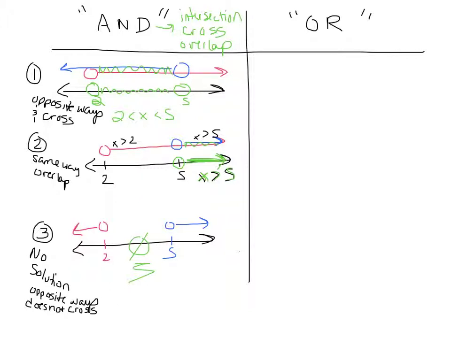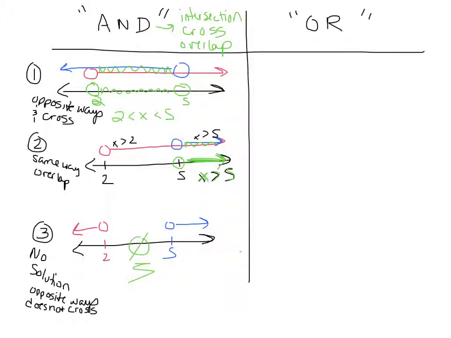So these are the and solutions. You're either going to have opposite ways crossing in the middle, so I've got my boundary points shaded in between where it overlaps. If they have going the same way, I'm looking for where do they cross, which would be the smaller section of where they cross. Or I might have no solution where they don't cross at all.